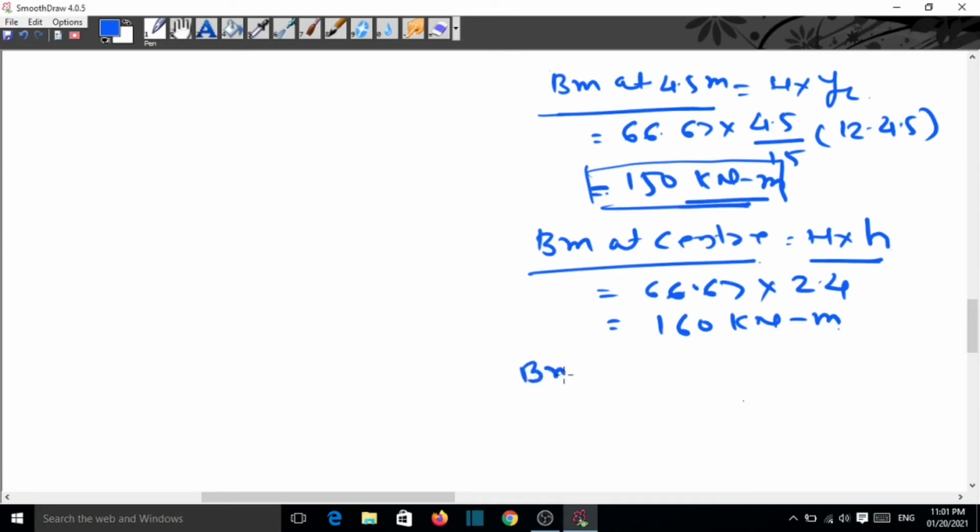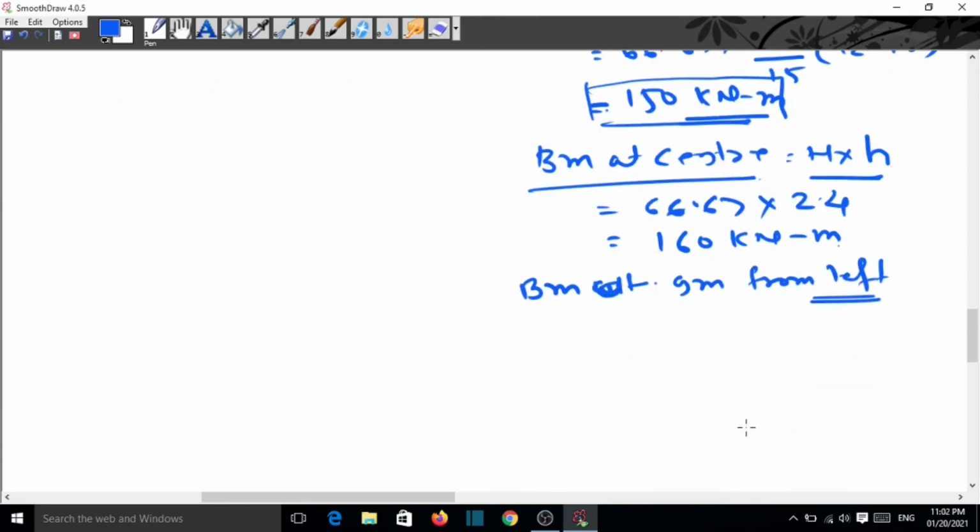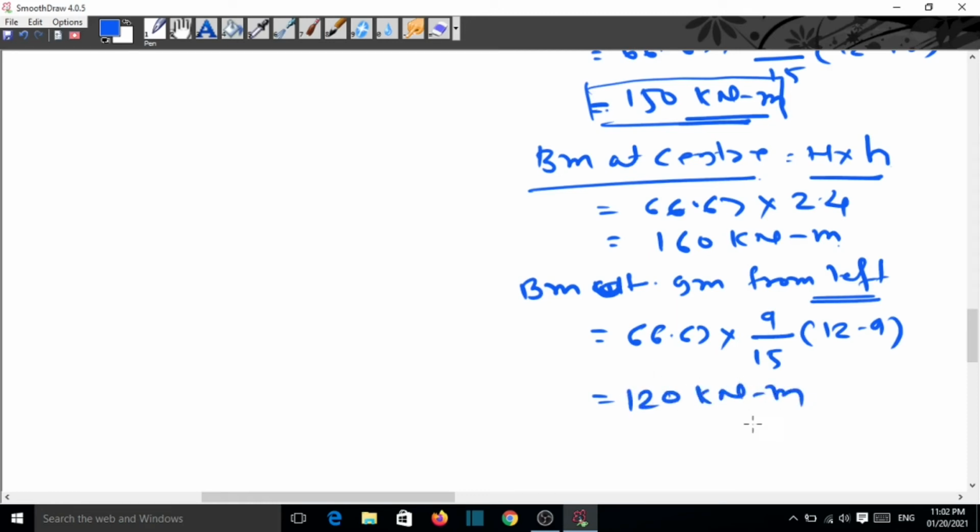And finally the bending moment at the 9 meter from left support. Where is 9 meter? Means under the load, under this load. So that again is equal to 66.67 into the x is now 9 divided by the 15 into 12 minus the 9, so that is equal to 66.67 into 9 divided by 15 into 3. So that is the 120. So in this way we got all the ordinates here.